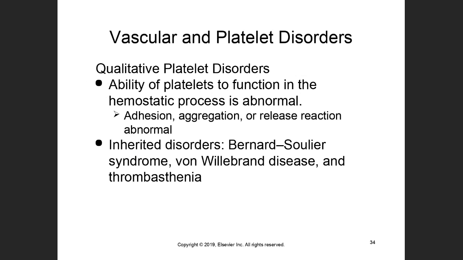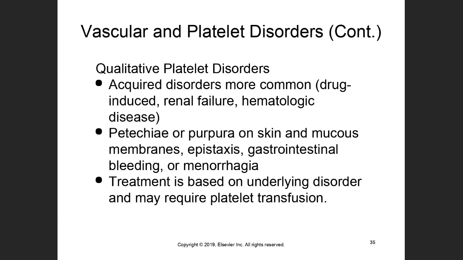Now we have vascular and platelet disorders. Qualitative platelet disorders involve the ability of the platelets to function. Those are how the platelets function by adhesion, aggregation, and inhibition disorders. We have Bernard-Soulier syndrome, von Willebrand disease, and thrombocythemia. We are going to see those diseases right now. Qualitative platelet disorder, acquired disorder is the more common one, and those are the signs and symptoms: petechiae, purpura, skin, mucous membrane, epistaxis, gastrointestinal bleeding. Treatment is based on the underlying condition, sometimes requires platelet transfusion.